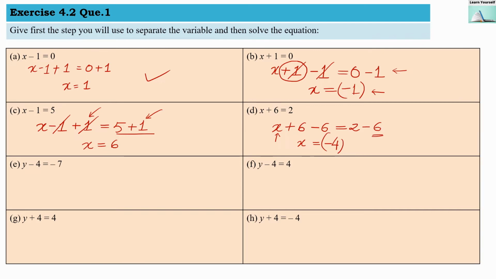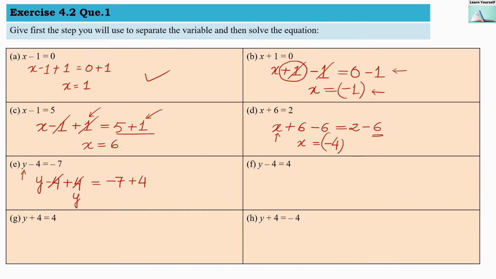Equation E, y minus 4 equals to minus 7. Now, if I want to separate this y, I have to cancel out this 4. I have to remove this minus 4. For that, minus 4 is already there, so I am going to add plus 4. And the same way, towards left hand side, I am going to add plus 4. So these two numbers will cancel out.